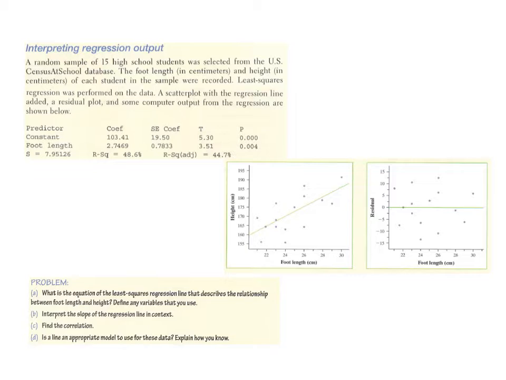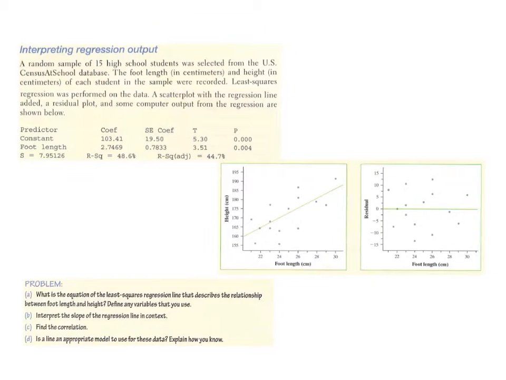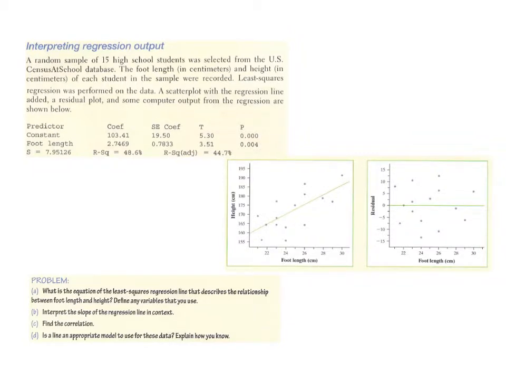What is the equation of the least squares regression line that describes the relationship between foot length and height? Define any variables that you use. What that means is you need to define your x and your y. So instead of just writing y hat, we would go ahead and define that. So our predicted height, you can write it like this, because remember the hat means it's predicted.